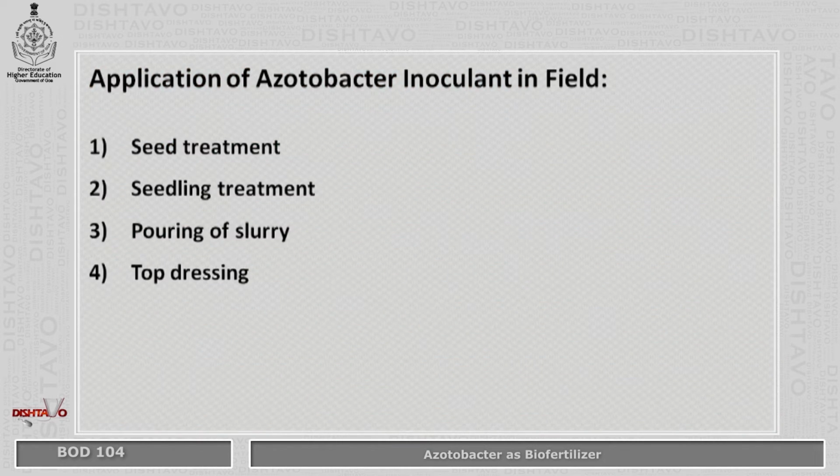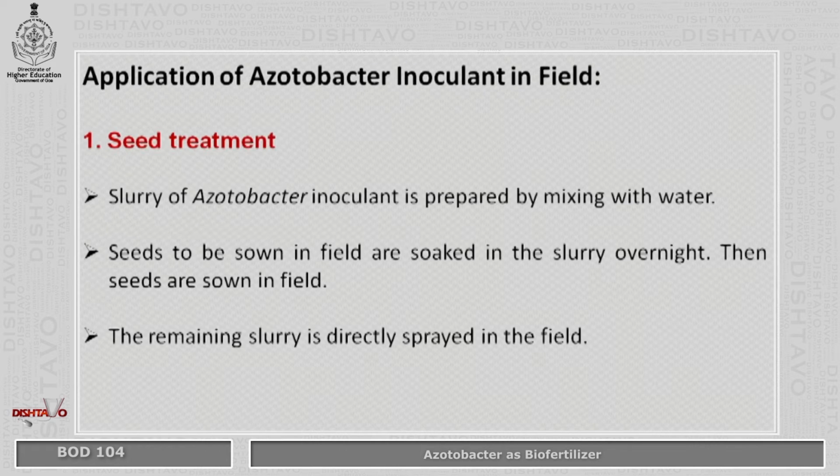Coming to the application of Azotobacter inoculants in field. Azotobacter inoculant can be applied in field or to crops in following methods: seed treatment, seedling treatment, pouring of slurry or top dressing. Coming to the first one, that is seed treatment. Slurry of Azotobacter inoculant is prepared by mixing with water. Seeds to be sown in field are soaked in slurry overnight and then seeds are sown in field in the morning. The remaining slurry is directly sprayed in the field.